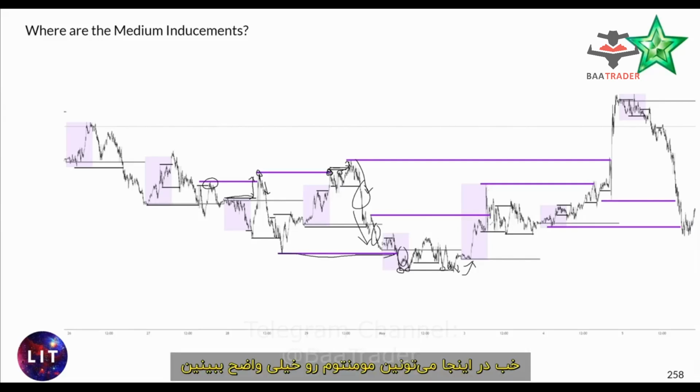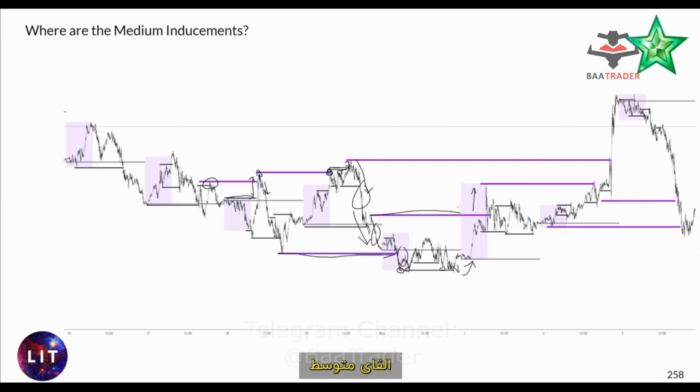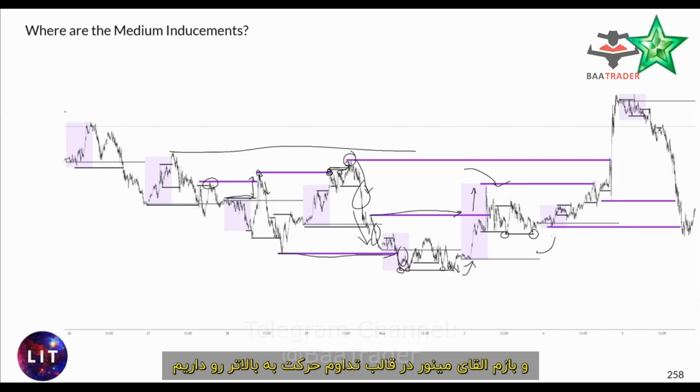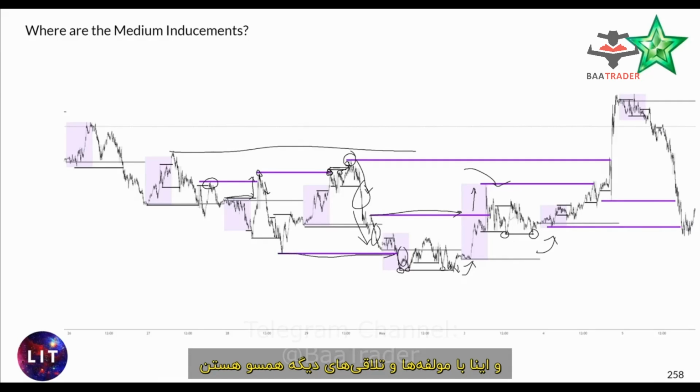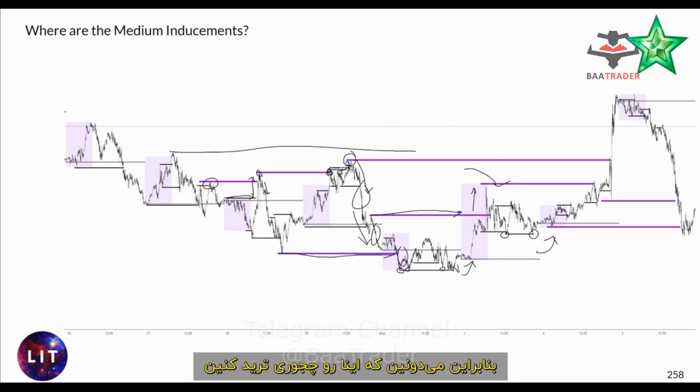Right, so here we can see the momentum very clearly, medium inducement, but what do we have? We have liquidity higher. So this only gives a pullback until we have minor inducement into continuation higher. And these will line up with other things and other confluences, so you'll know how to trade these.